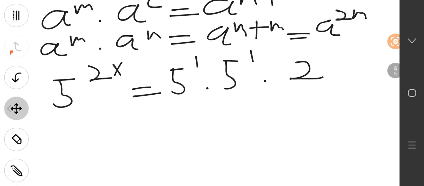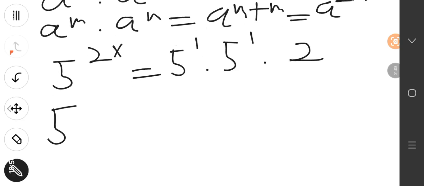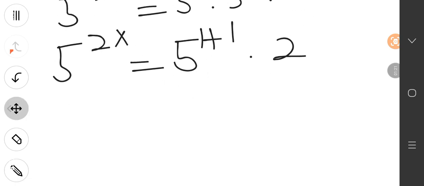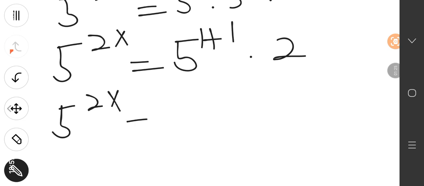So you're going to have 5^(2x) equals, now let's apply the first law of indices here. So we are going to have 5^(1+1). So our equation becomes 5^(2x) equals 5^2.